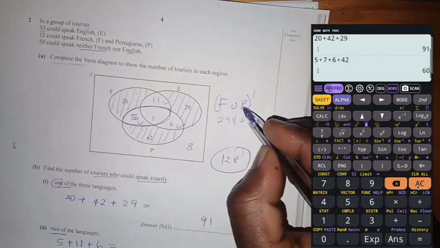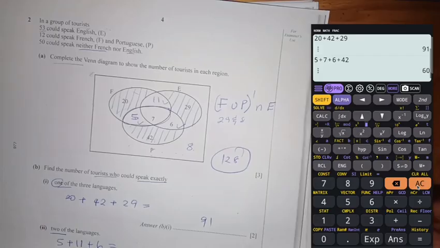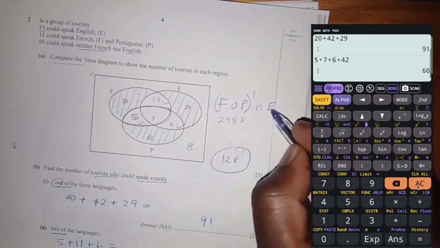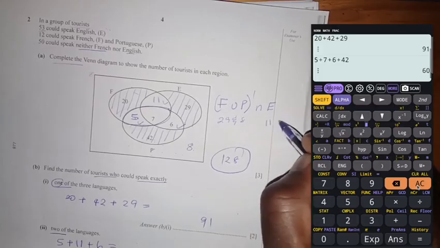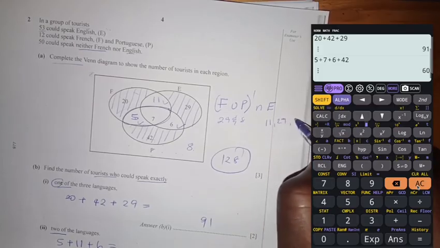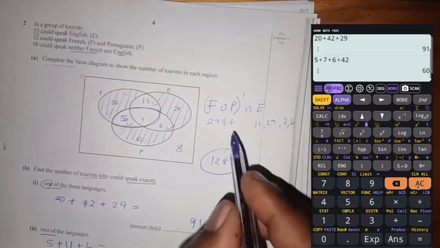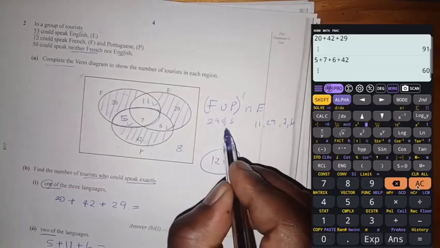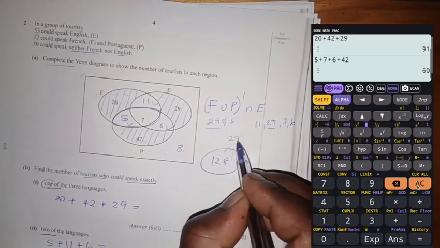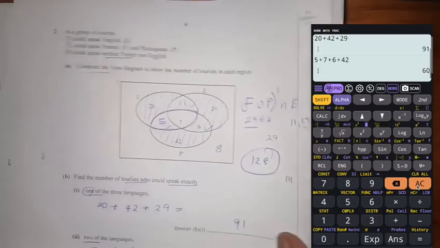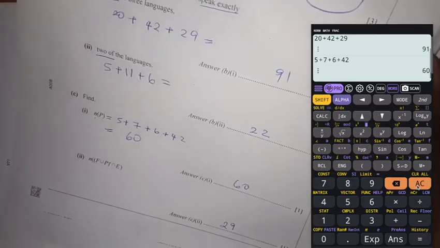Now we are told that this one should be intersecting A. So what is A? A has 11, 29, 7 and 6, like that. So what's common is this guy here. So the answer is 29. Not sure if that was clear. Let's move on to the next question.